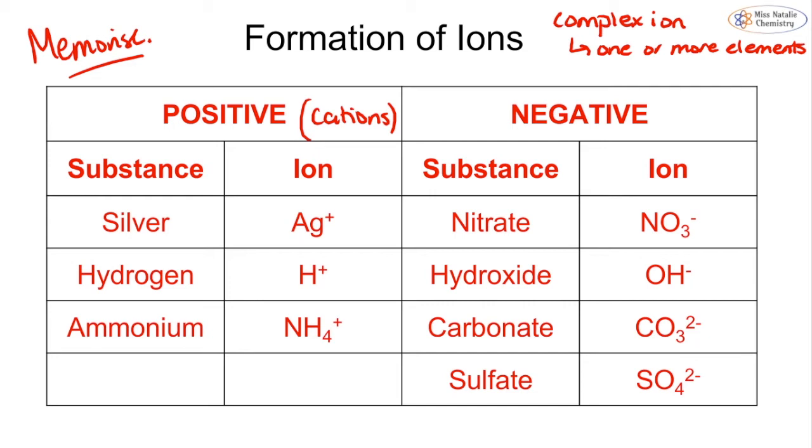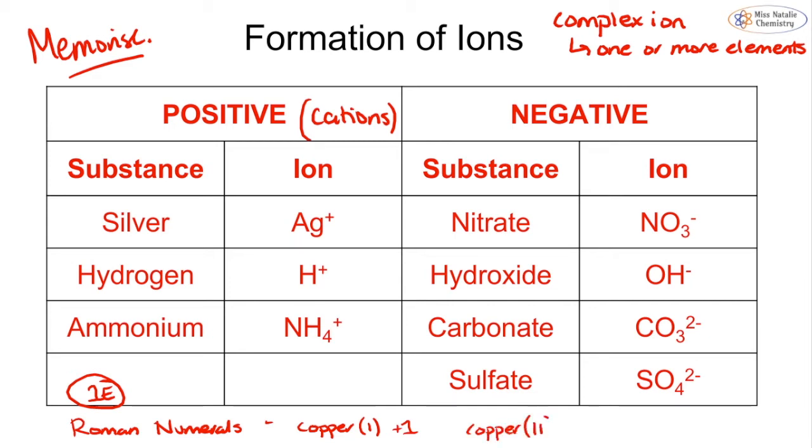The other thing that you could sometimes see if it is a particular metal is you may see the use of Roman numerals. And this is discussed further in topic 1E in the calculations. But you may see something like copper 1, which means it has a 1 plus charge, or you could see copper 2, which means it has a 2 plus charge. Anything with Roman numerals for GCSE will be a metal, and you just need to know the Roman numerals to determine how many positive it is.